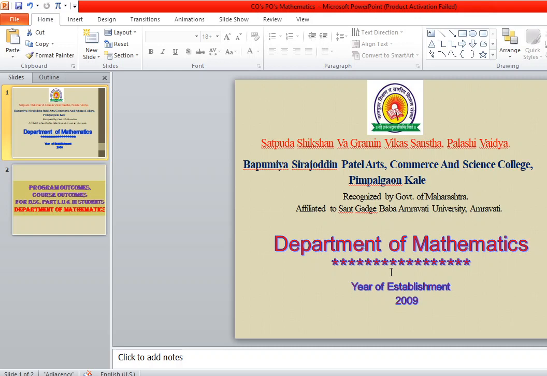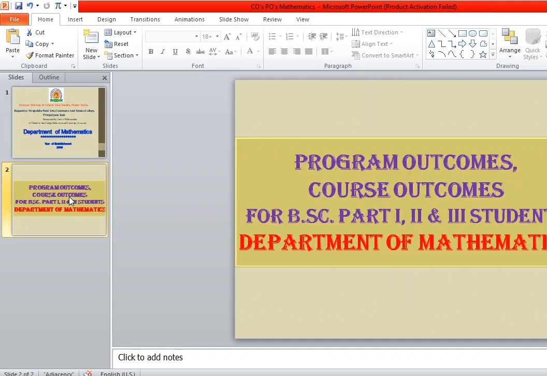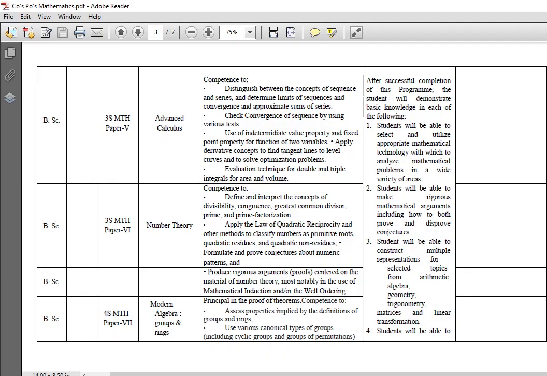College, Pimpalgaon Kale. In the earlier video, we discussed the induction program for the students of BSc Part 2, that is, the papers in semesters 3 and 4, mass distribution and teaching techniques, and the programs in the department. So now we are discussing the course outcomes and program specific outcomes.